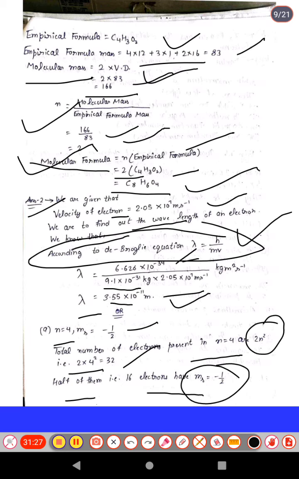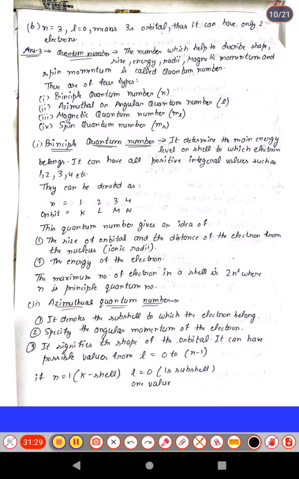So second part is n equal to 3, l equal to 0, means this is a 3s orbital, and it can have only 2 electrons, because s orbital can accommodate only 2 electrons. Okay, so this is the answer. Now next question is the third one. Question is: explain the quantum numbers.